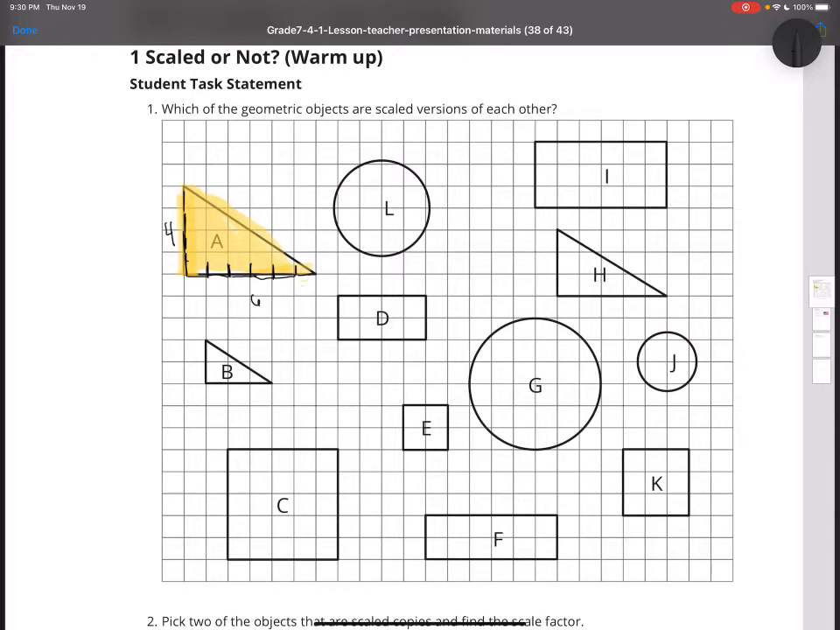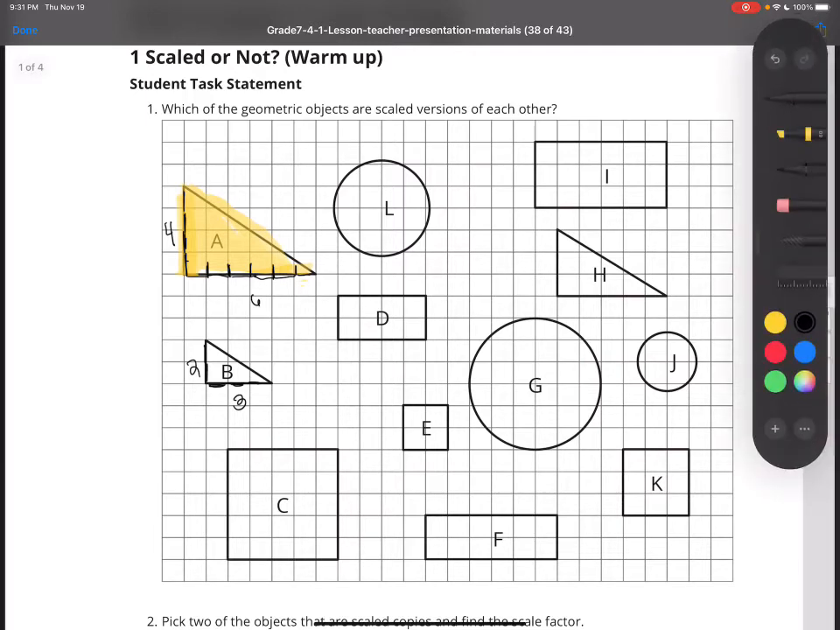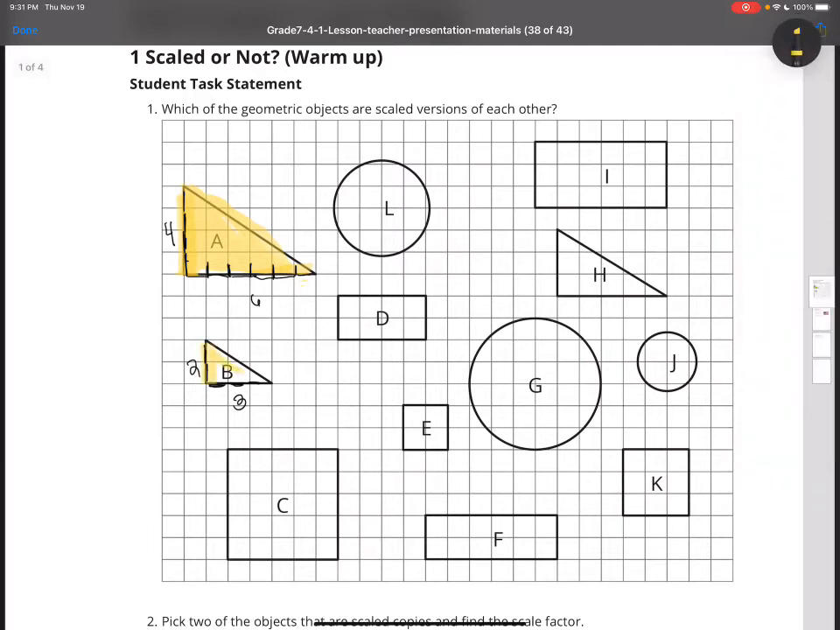Okay? So then for the next one, I'm looking for the triangle. It could be that B is a scale copy, H is a scale copy, or both. So let's look at triangle B. Triangle B, the unit is 2 on the side. The height is 2. And this is 3. Now, if you look at A, half of A's measurements would be 2, and half of 6 would be 3. So this one is a scale copy. So I'm going to highlight that in yellow.